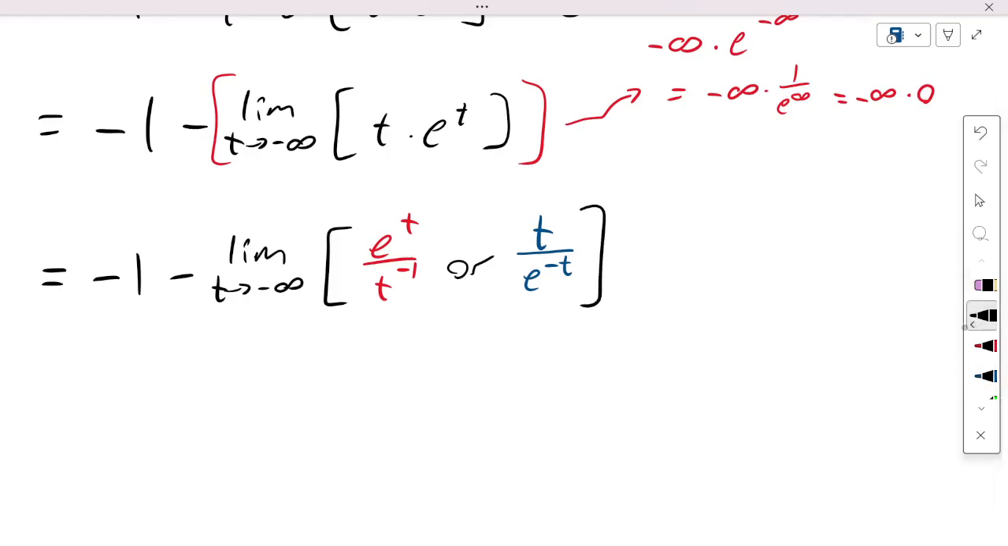Now I want you to actually try these two yourself to see which one is better. Okay, so you can pause the video, you can try and see which one are we going to use. You done? Great stuff.